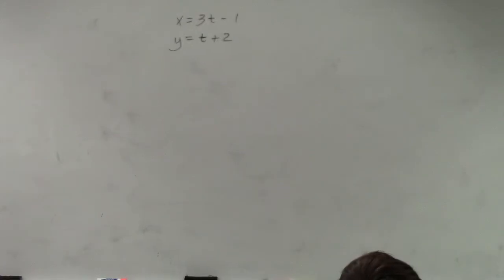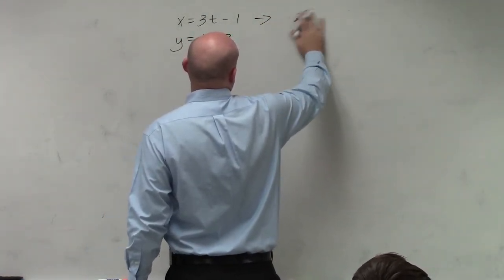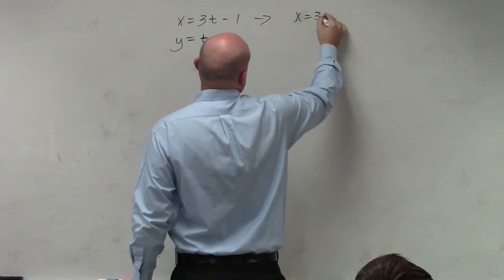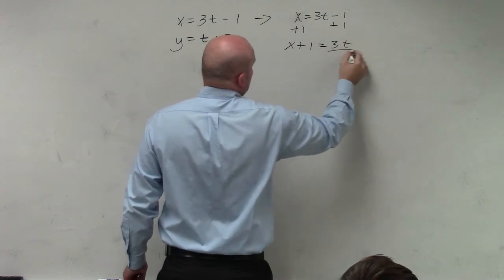It's just going to be a little bit more work. So what I would do is solve for t in my x equation. So I'd have x equals 3t minus 1, add 1, add 1. x plus 1 equals 3t.